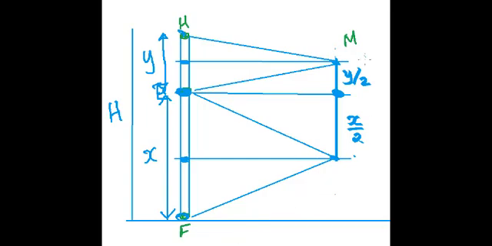So, what is the height of the mirror? Height of the mirror, let me call it h, is equal to x by 2 plus y by 2, which is (x plus y) by 2. x plus y is nothing but H. So, the height of the mirror to see the complete image is half the height of the person.